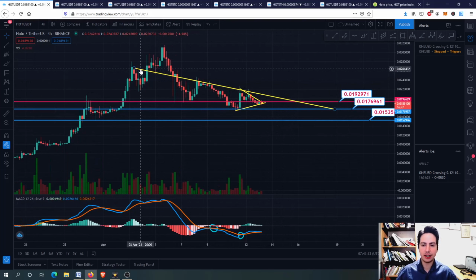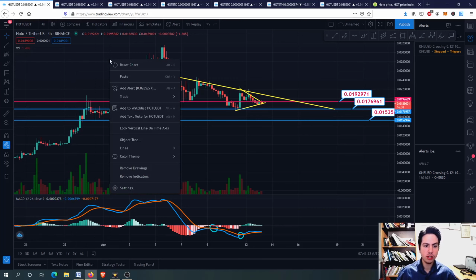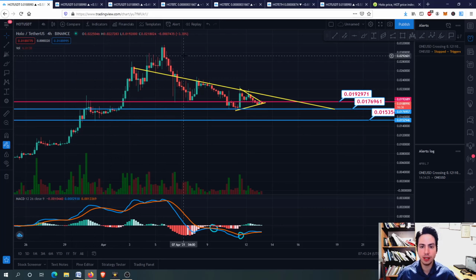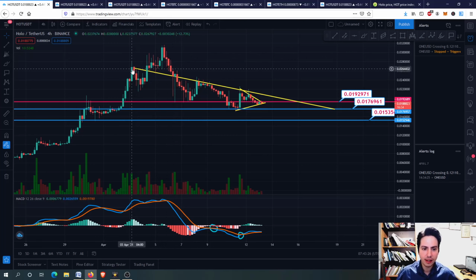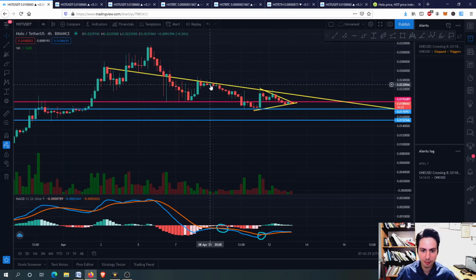This yellow line here is our angle fan resistance line, using the angle fan from the left menu here. I've shown sometimes in my previous videos how to use an angle fan. And this is the 4-1 angle fan resistance level, 4 units of price per 1 unit of time. You can see here we hit this resistance level multiple times and we are hitting it again and again.